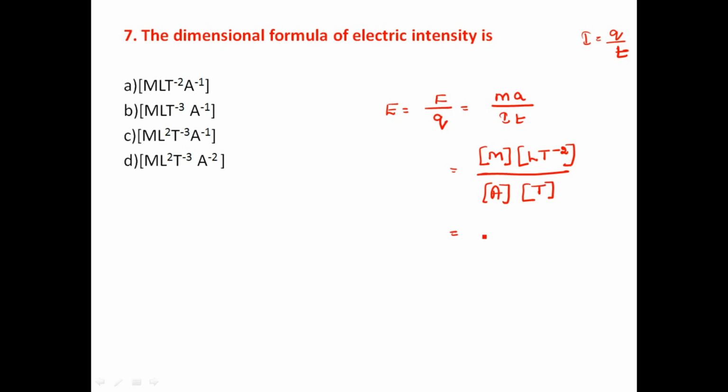Hence, what is the proper dimensional formula? M L A power minus 1 T power minus 3. Dimensional formula for electric field intensity is option B.